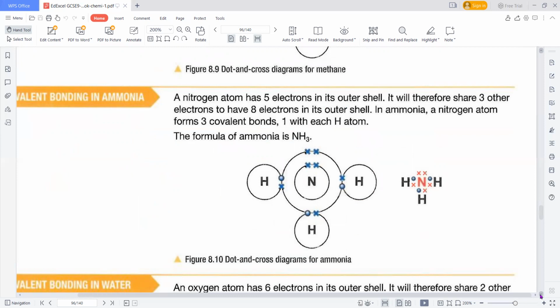Okay, now the second element would be nitrogen. So again, it is C Ni. If you can learn this mnemonic, it is C Ni.